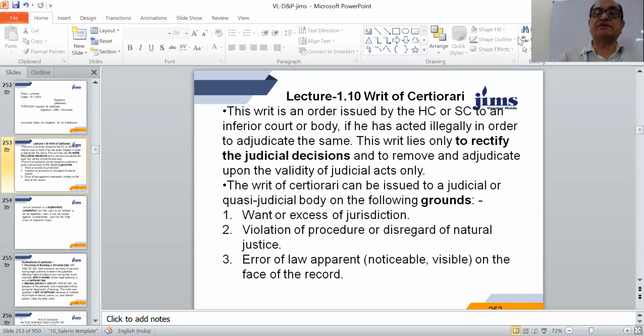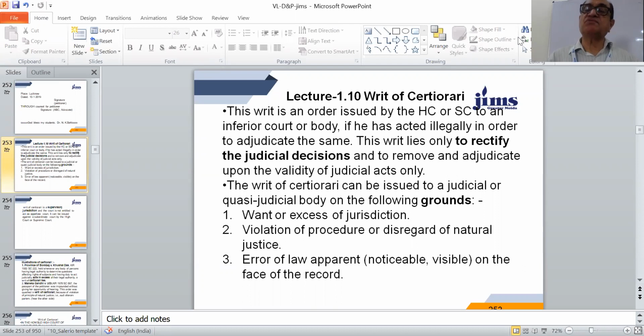Today we are going to start a new lecture on writ of certiorari. First of all, you must understand what is a writ of certiorari. This writ of certiorari is an order issued by the High Court or Supreme Court to an inferior court or body if it has acted illegally in order to adjudicate any matter. But this writ lies only to rectify the judicial decisions and to remove and adjudicate upon the validity of judicial acts only. The writ of certiorari can be issued to a judicial or quasi-judicial body on the following grounds.